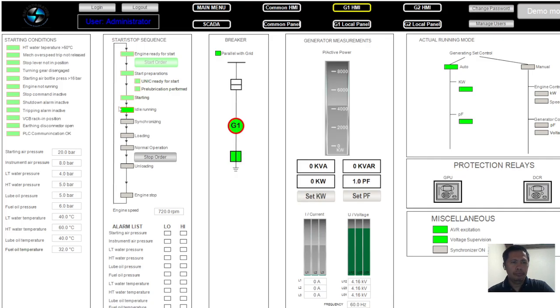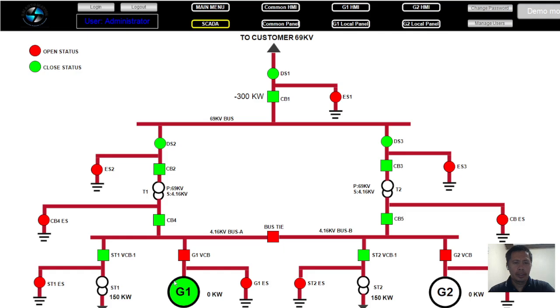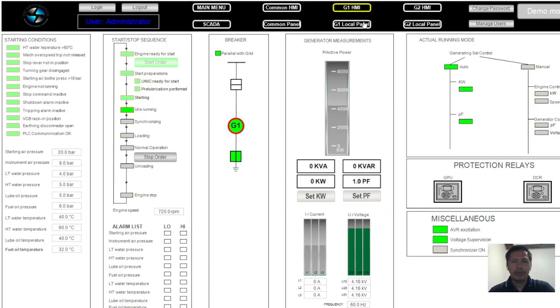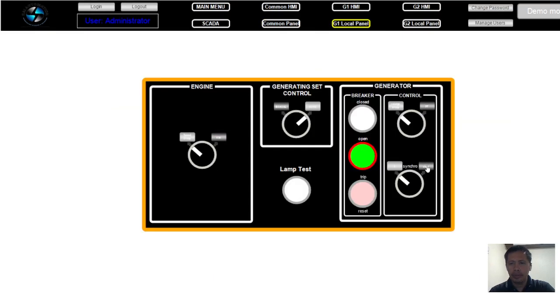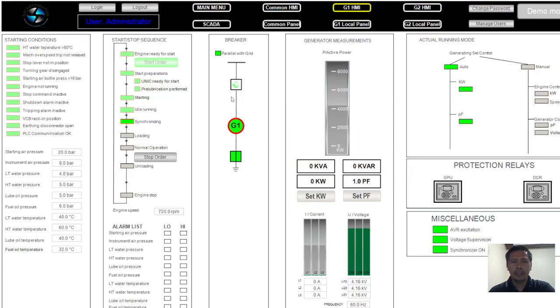So now the engine, or the G1, is ready to synchronize. You see the engine, this breaker is ready to synchronize to the bus. So we will synchronize this. To synchronize, go to the command panel. Set this to auto, synchronizing mode, auto. Then on the local panel, we will synchronize this. Going back to the HMI, as you see, the breaker is synchronizing. So we will just wait until it synchronizes.